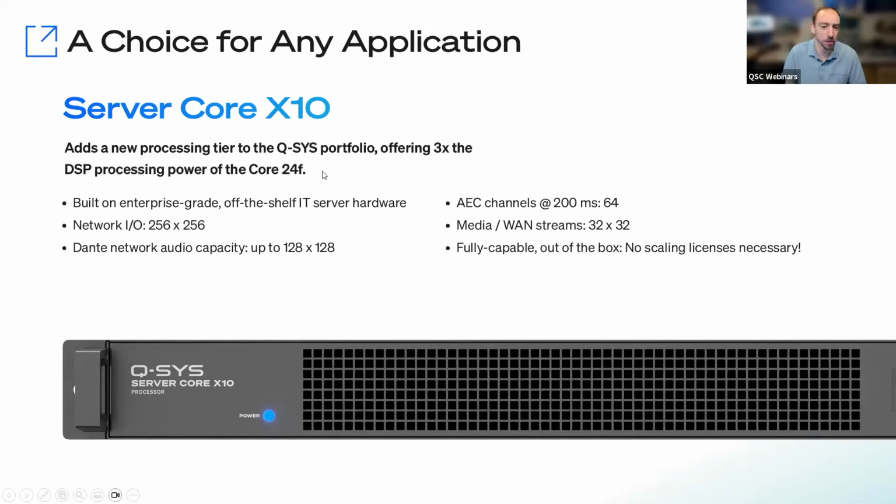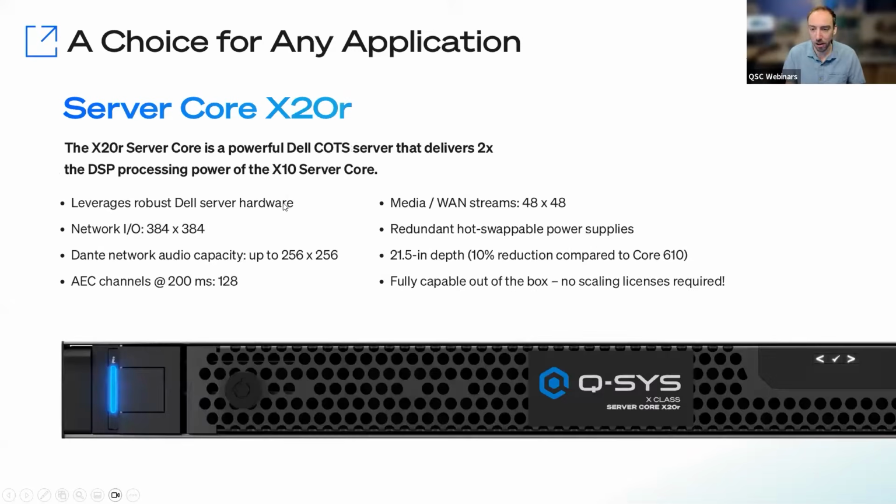Big thing with all the server cores that is a change from the older Core 610 is that all of these are fully capable out of the box with no scaling licenses. We got rid of those, and we'll talk about that more a little later. The big brother of the X10 is the X20R. So the X20R delivers twice the processing power of the X10, 384 network channels, 128 channels of AEC. This is also at a shorter depth to the older Core 610.